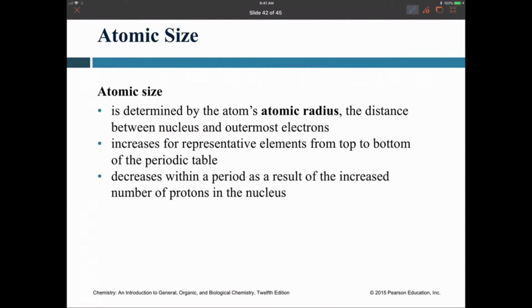Okay, a couple of definitions here, and then this chapter is over. Atomic size is determined by the atomic radius. So now, if you will, let's pull my face up here. Let's have a look at me here. All right, imagine, if you will, my finger right here is the nucleus, okay?